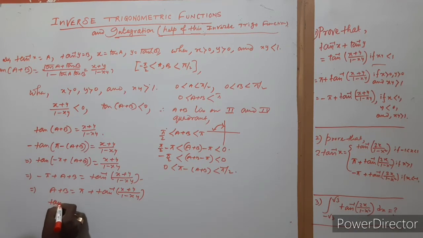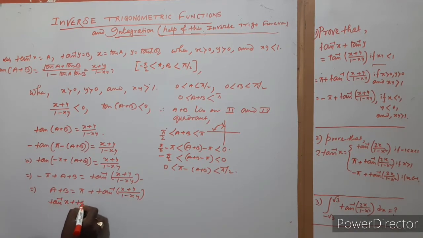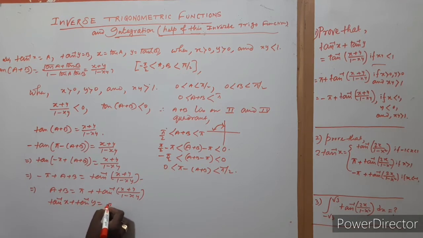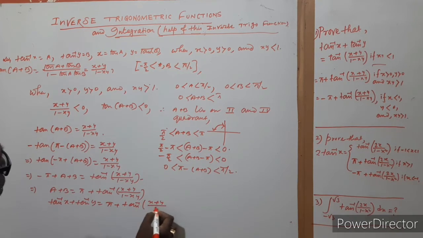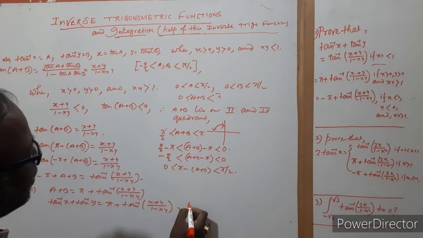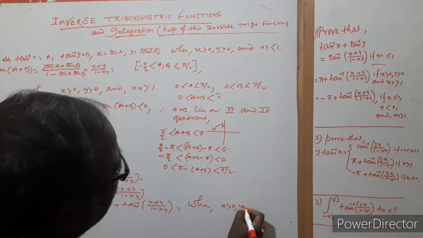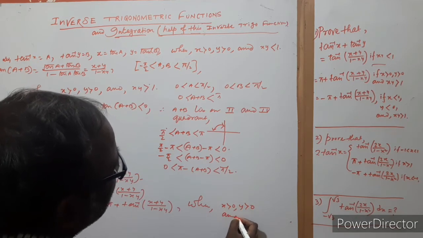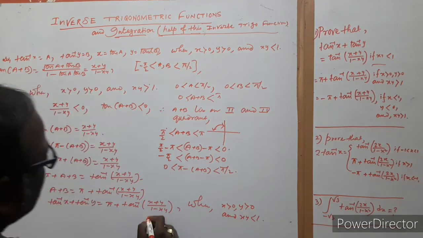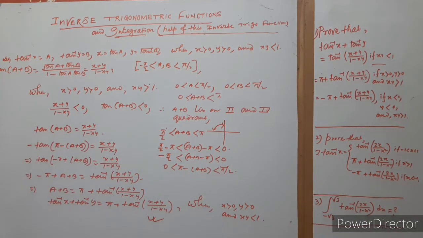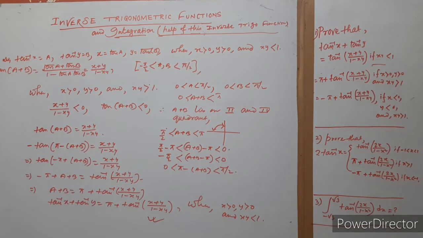Now see, this is tan inverse x plus tan inverse y is equal to pi plus tan inverse of (x plus y by 1 minus xy), okay, when x is more than 0, y is more than 0 and xy is greater than 1. Okay, see the calculation carefully, very interesting. Okay, and now see another point.